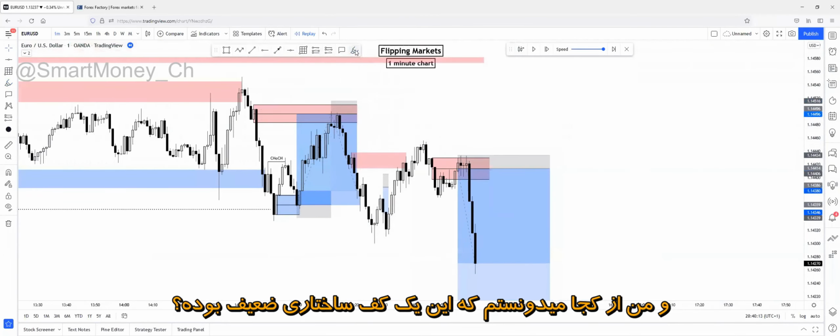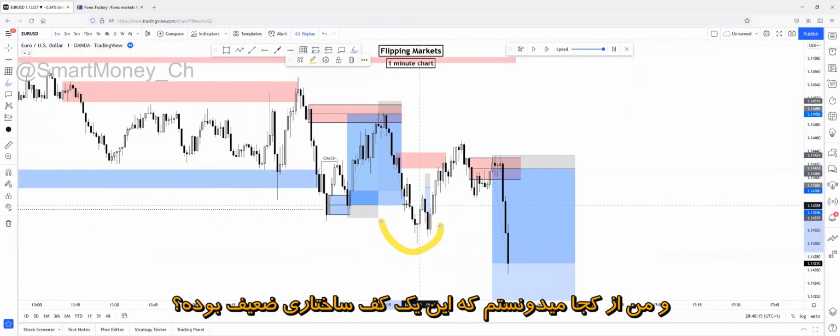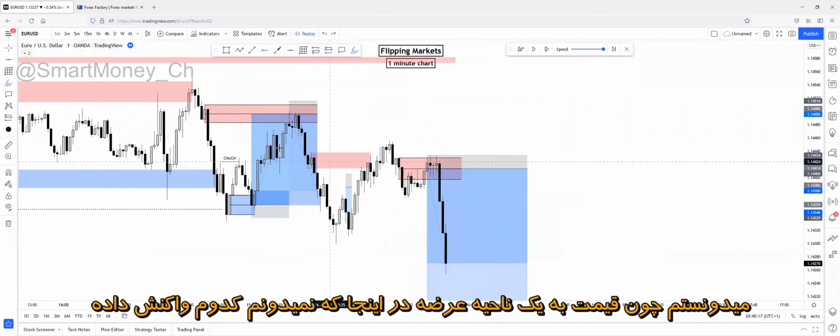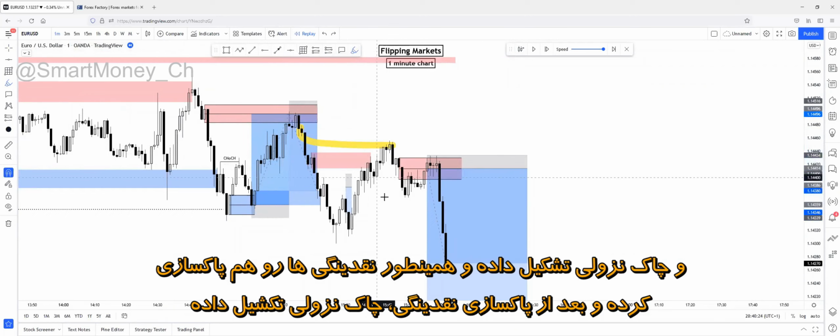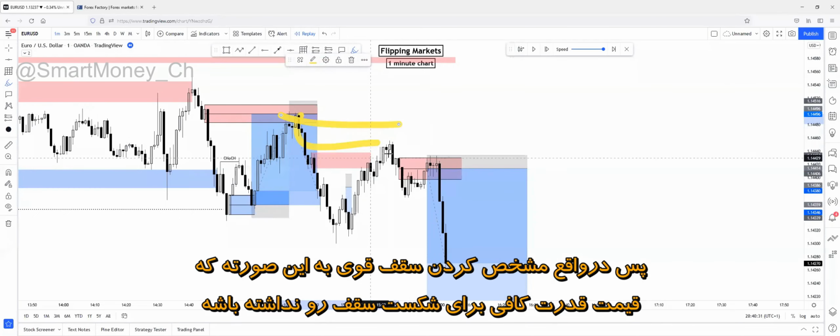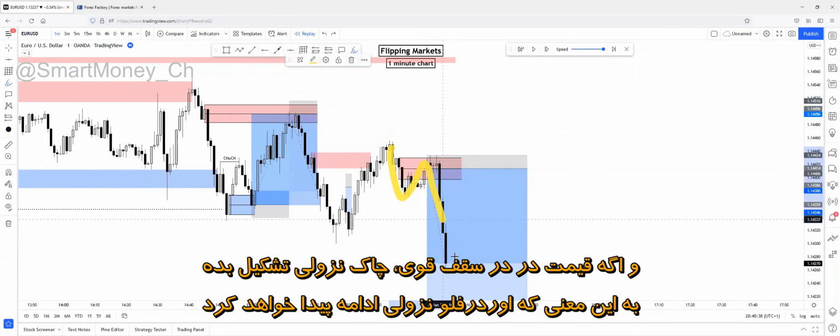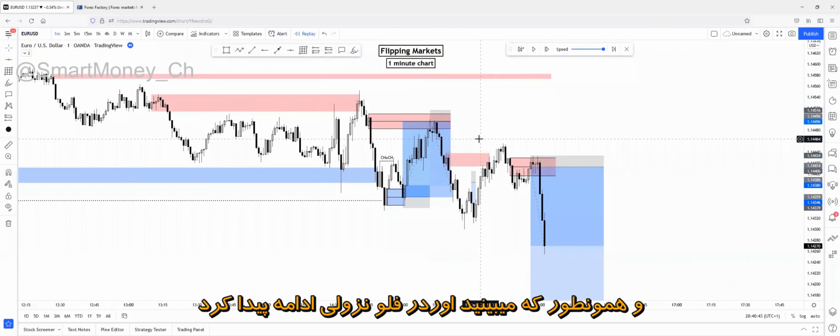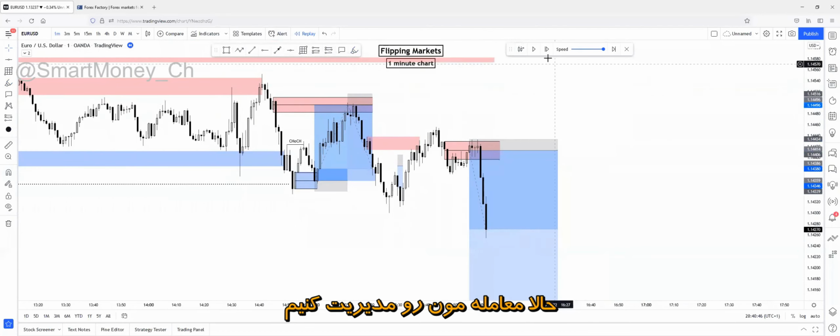And why did I know that this would be a structural low point, a weak point? I knew it because price reacted on some sort of supply here, maybe a second supply, or on this supply zone, I don't know, and changed character to the downside here and swept the liquidity to the upside. And after a liquidity sweep to the upside, it just changed character to the downside. So if price changes character on a strong high, that means price is not strong enough to break above this strong high point, and the continuation of the overall order flow will happen. And as you can see, the continuation of the overall order flow has happened. Let's just manage our trade.